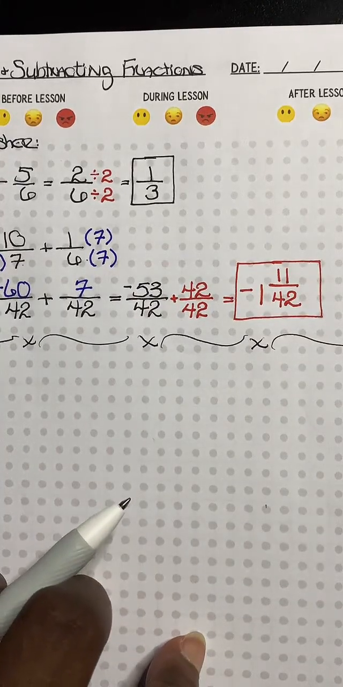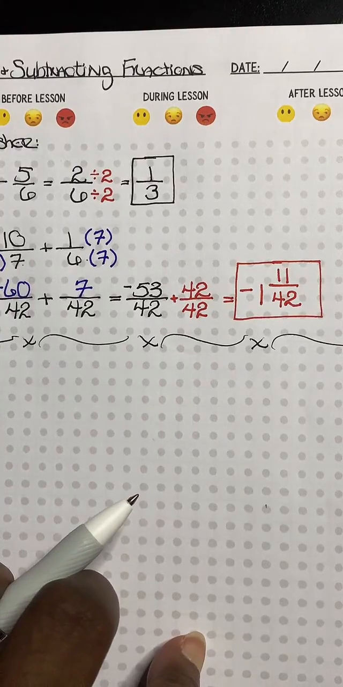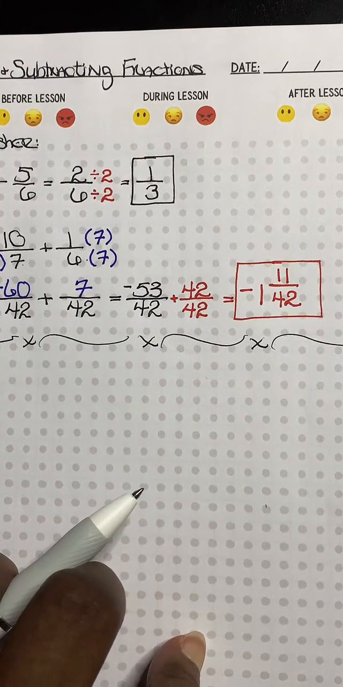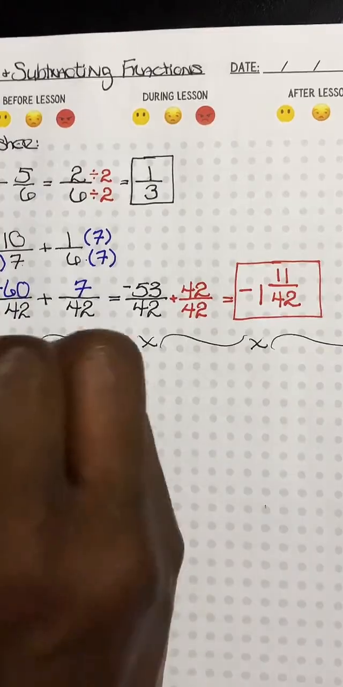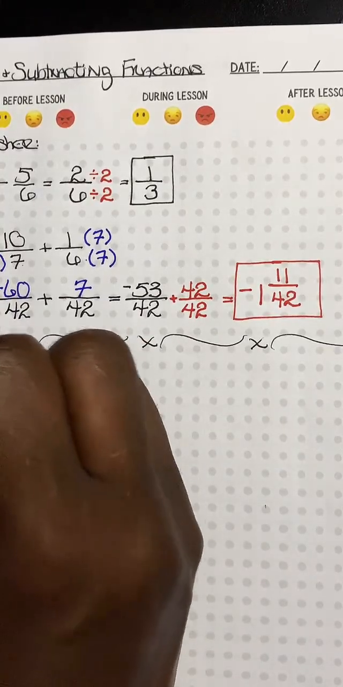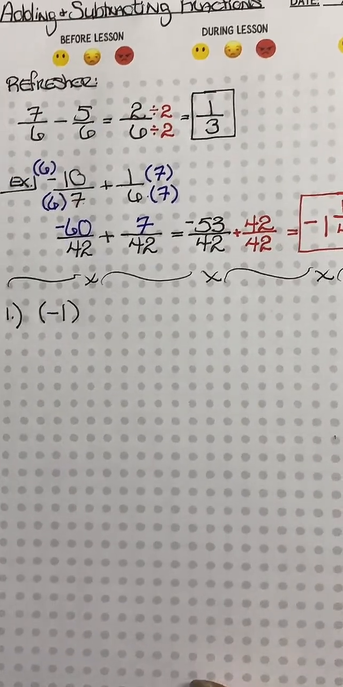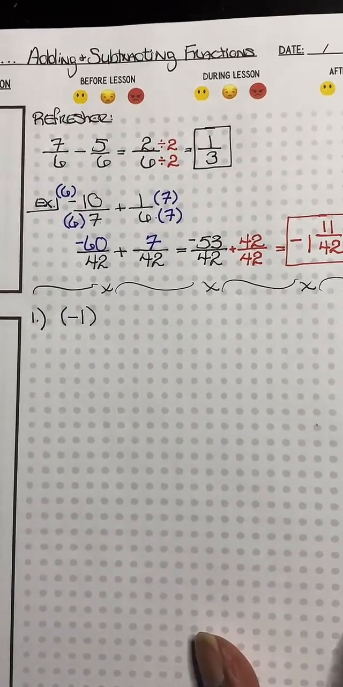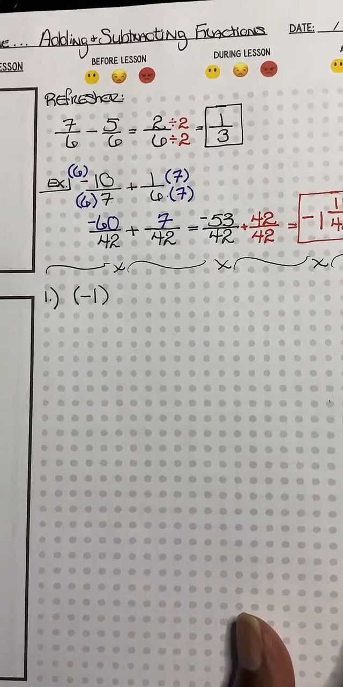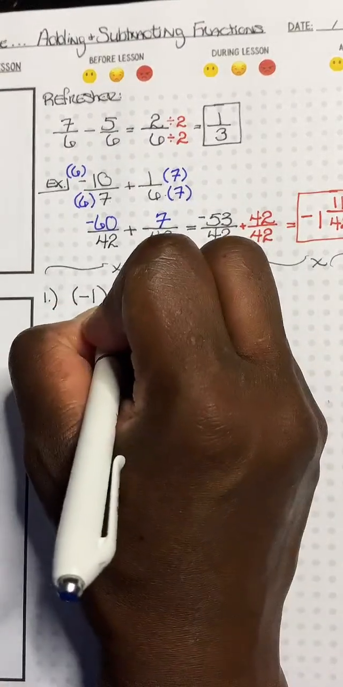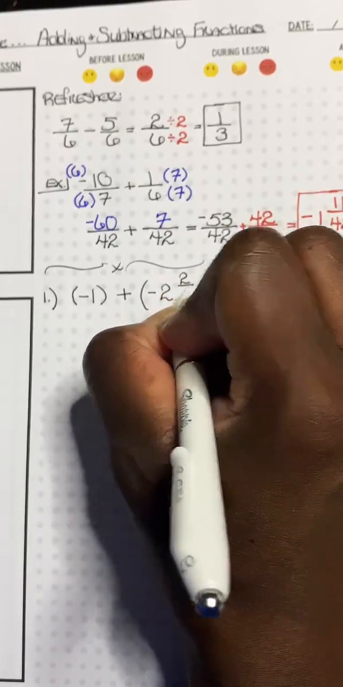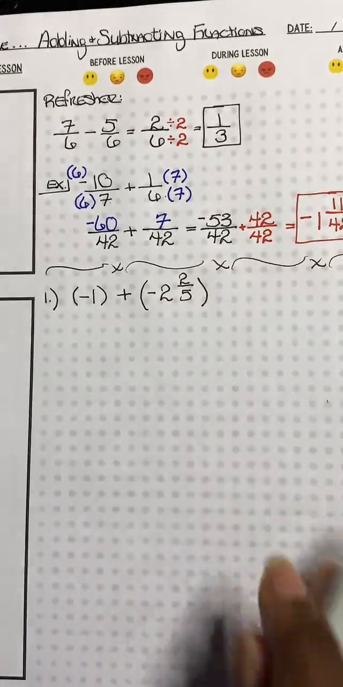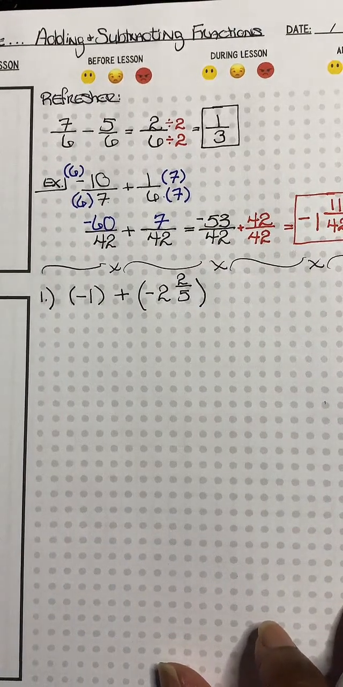So let's get with today's. Hello, Mia. How are you? Good. All right. So this time, let's go with example 1. So we have a -1. Hopefully you guys can see. Let me shrink down a little bit. Okay, so we have a -1 plus, let's do a -2 and 2/5.